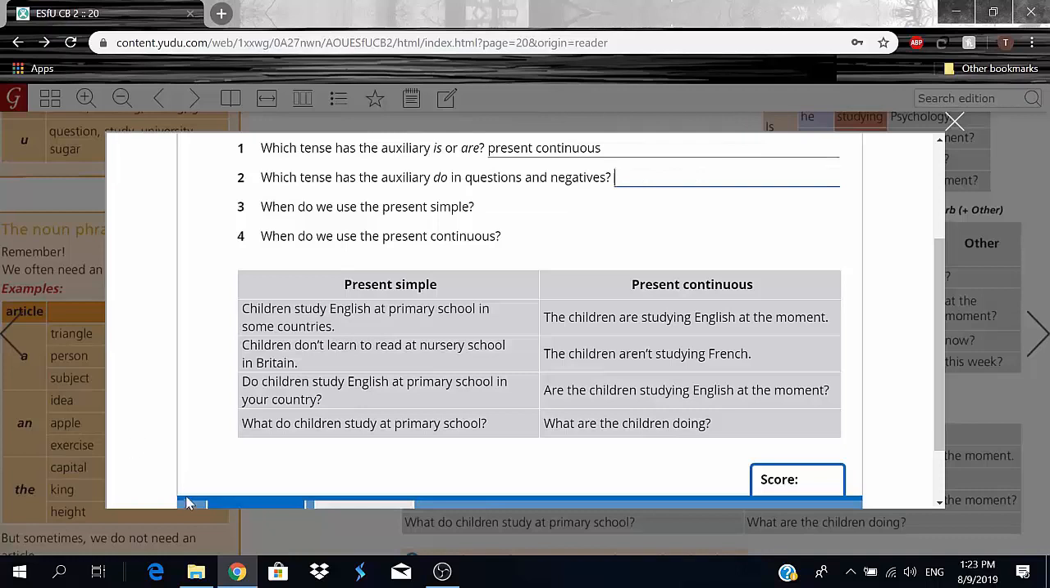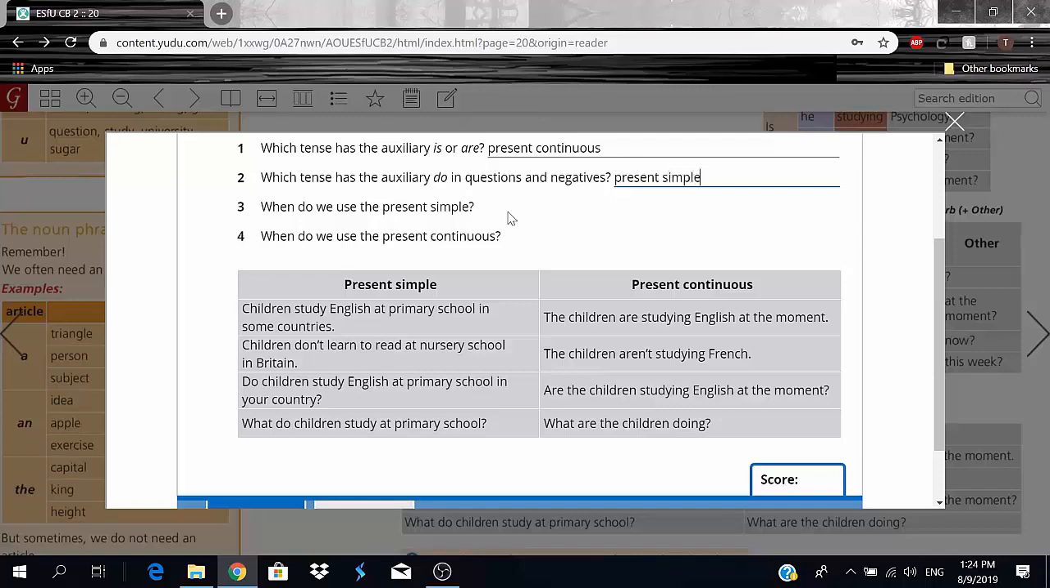Okay, let's take a look. What can we say? Let's take a look at this one right here. Children don't learn to read at nursery school in Britain, as opposed to the children aren't studying French. Okay? I'm going to give you a second. What can you say? Do in questions and negatives. What's the answer, you guys? That's correct. Present simple. Okay?